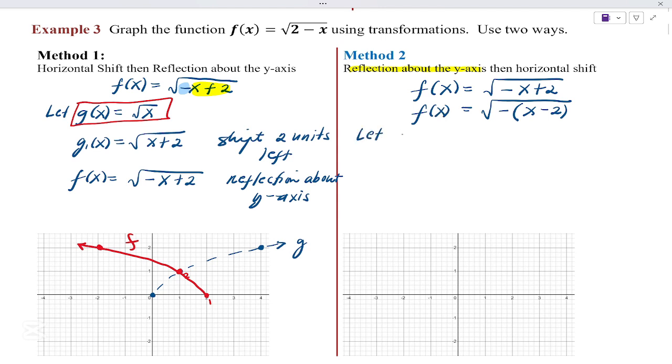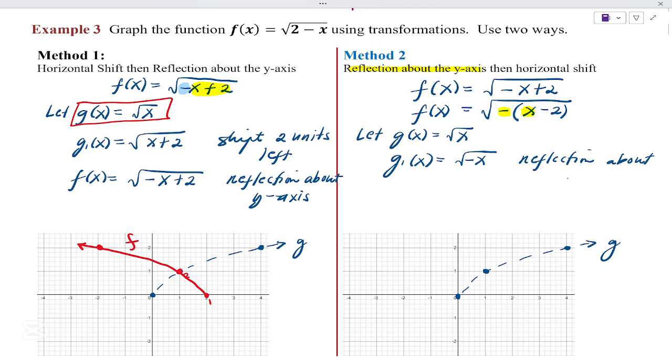So now let g of x be the parent function, which is the square root of x. So let's graph again. 0, 0, 1, 1, and 4, 2. And then connecting this using a smooth curve. So this is your function g. And then since we are reflecting about the y-axis first, on this x we'll multiply x by a negative. So the function will be g1, which is equal to the square root of x multiplied with the negative. So this means this is a reflection about the y-axis because we multiply negative in x.